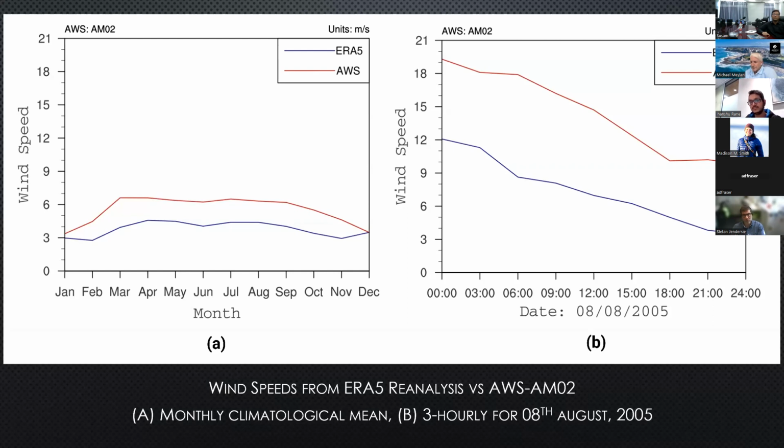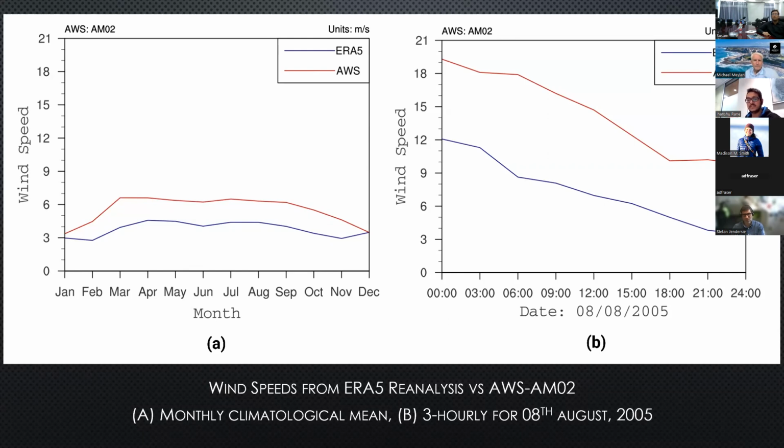So figure A shows the monthly climatological mean, while figure B shows the 3-hourly wind speeds for 8th August 2005, depicting a katabatic event. So we can see in the climatological mean that ERA5 underestimates wind speed by 2 to 3 meters per second. However, during the katabatic event, it highly underestimates the wind speeds by 6 to 7 meters per second. And these high speed winds are needed to form the coastal polynyas.